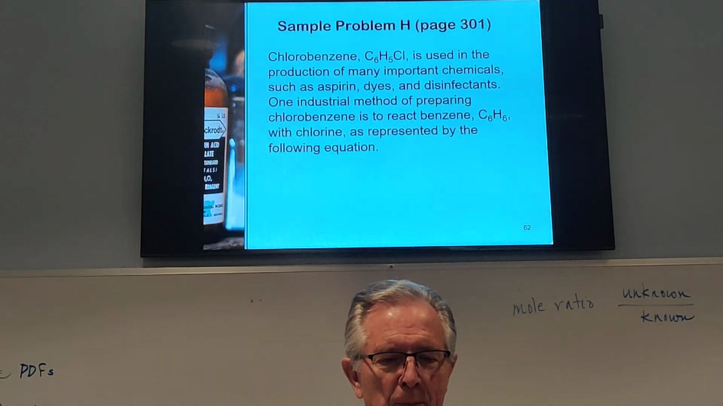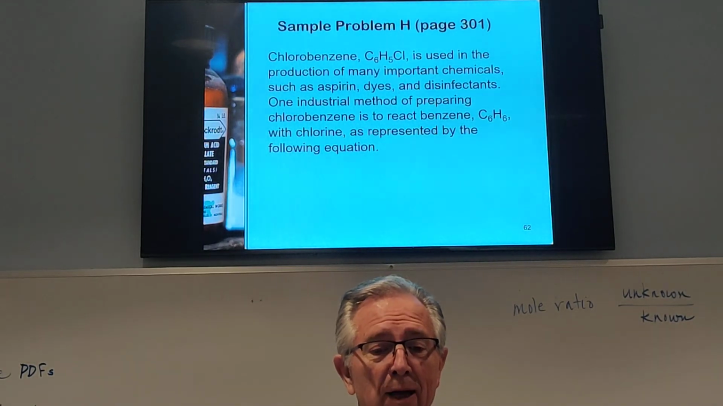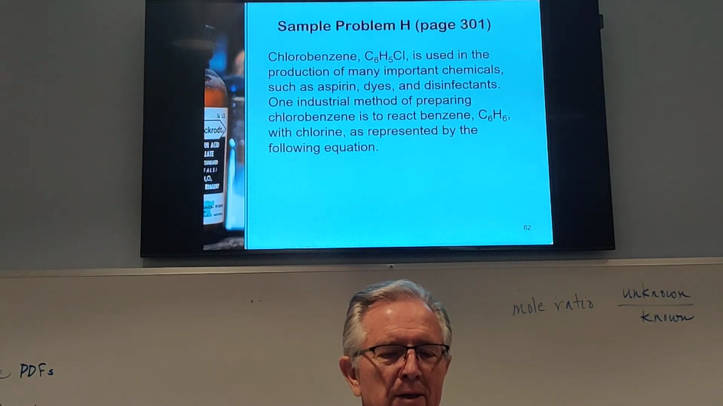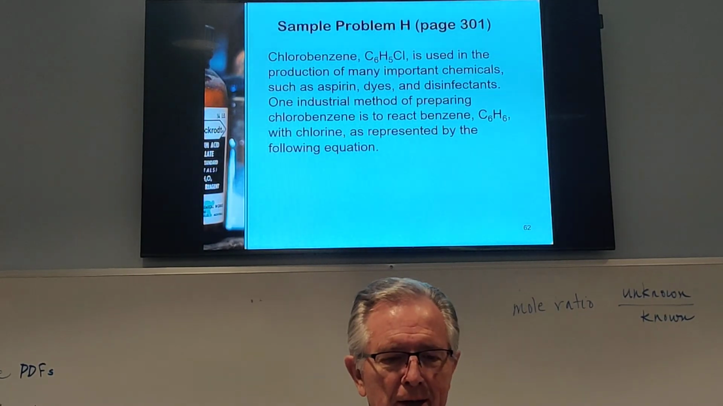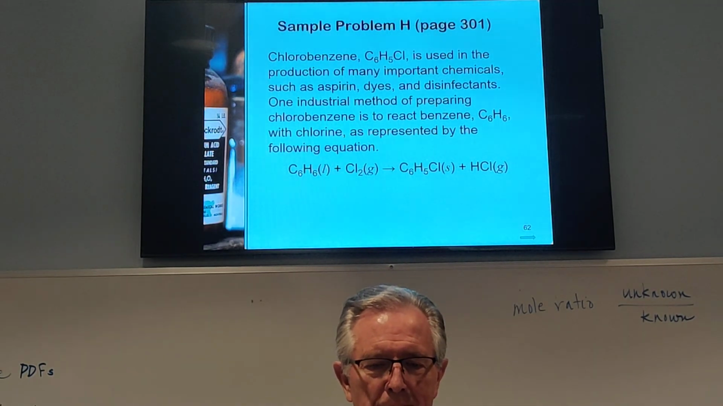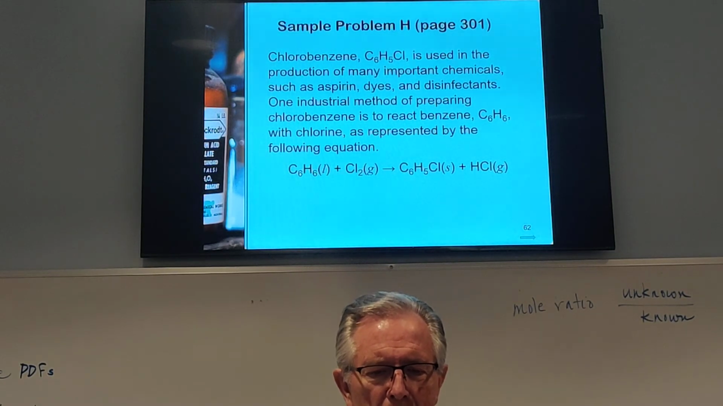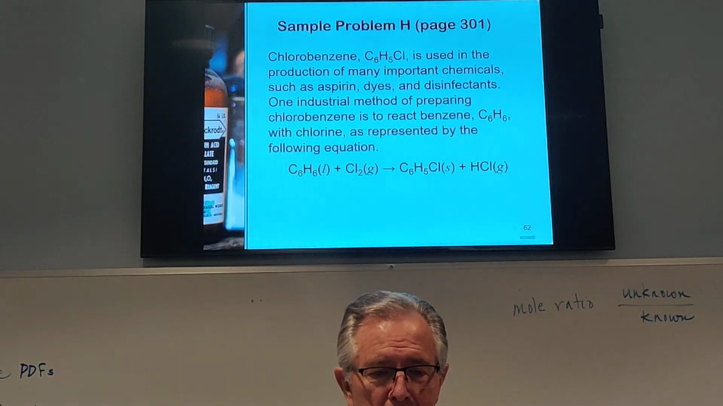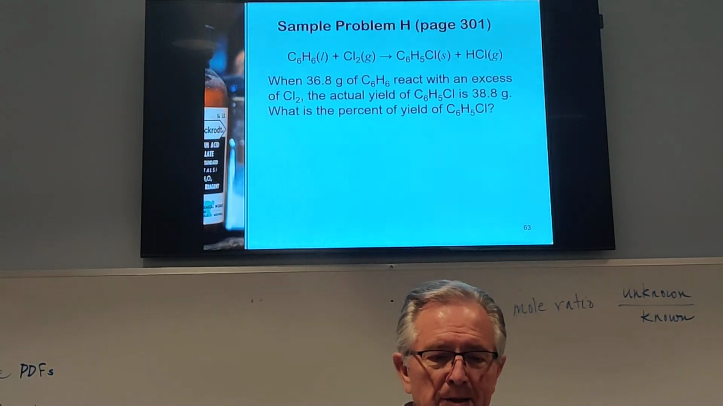But one industrial method of preparing chlorobenzene, in other words, what we need to make those things, is by taking regular benzene and reacting it with chlorine. What actually happens is one of the hydrogens gets bumped out and replaced with chlorine in this kind of reaction. So, is that balanced? It looks like it is, isn't it? Yes, it is. 2 chlorines, 6 hydrogens. Yep, I think it's balanced. So there's our balanced reaction.